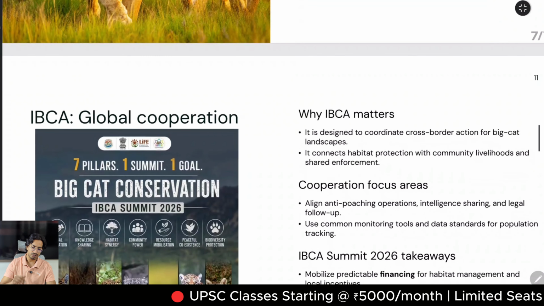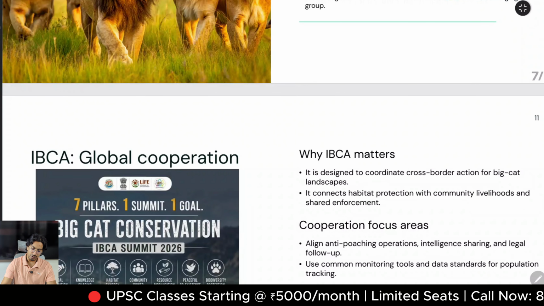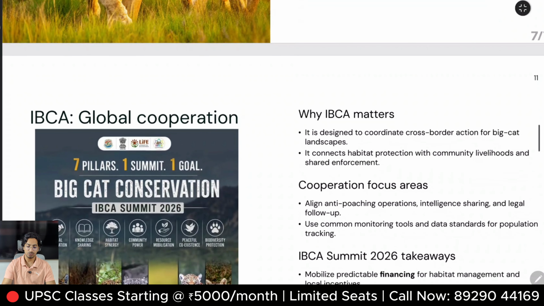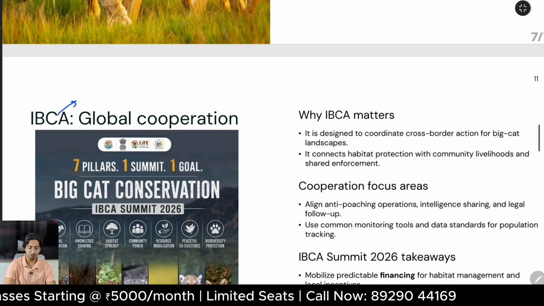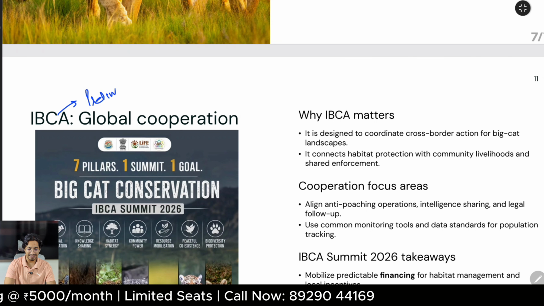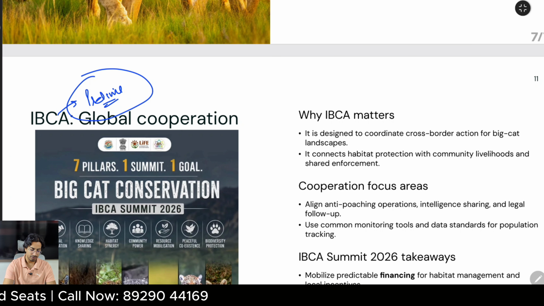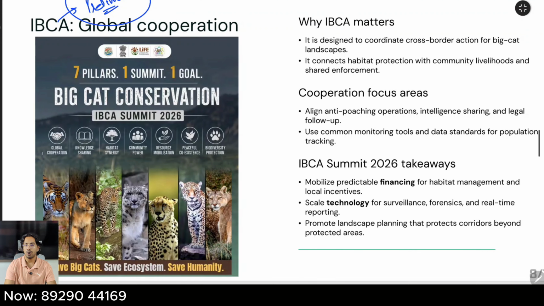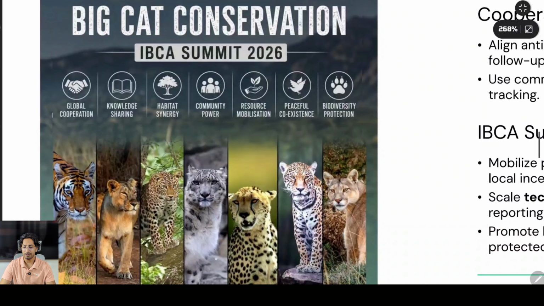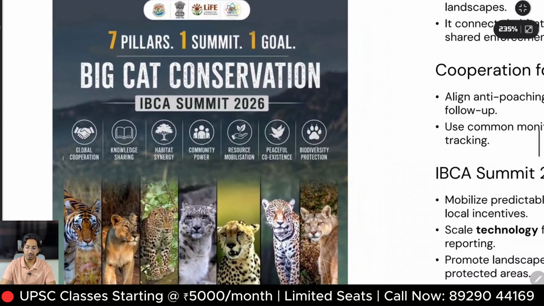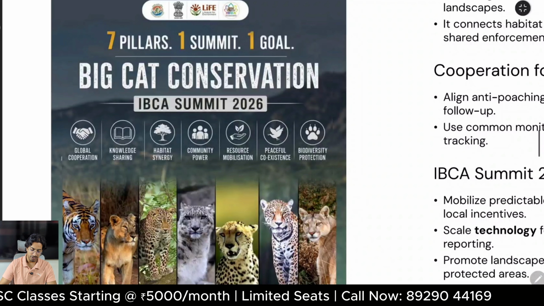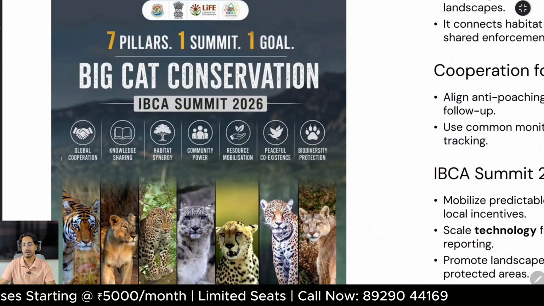Next, there was recently an IBCA summit which was held in India. So I am expecting a question from here in prelims, at least next year. And IBCA covers all the big cats. You can see in this photo, all the big cats are covered. And most important, there are 7 pillars, 1 summit and 1 goal: save big cats, save ecosystem and save humanity.